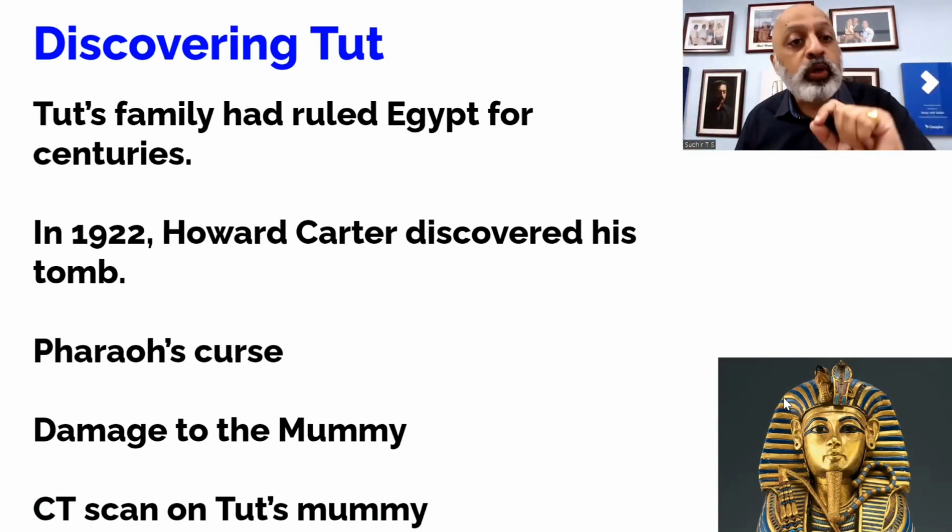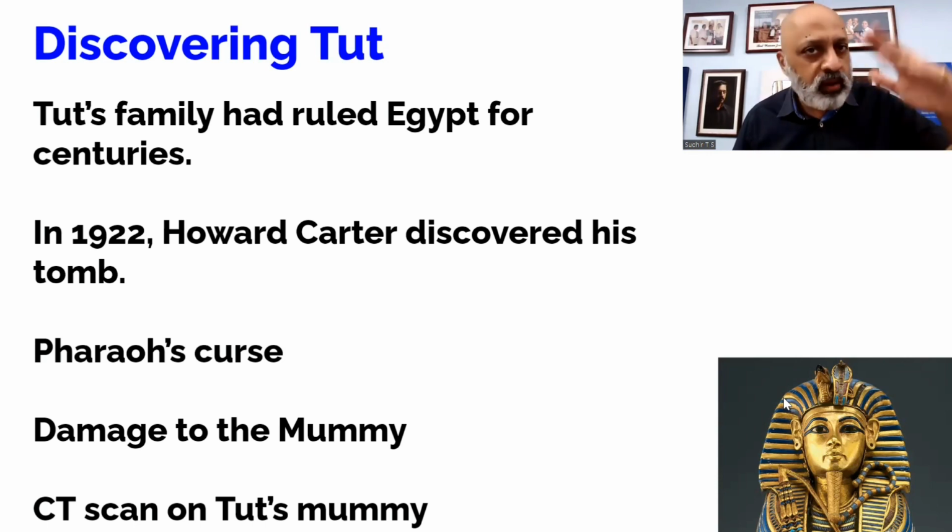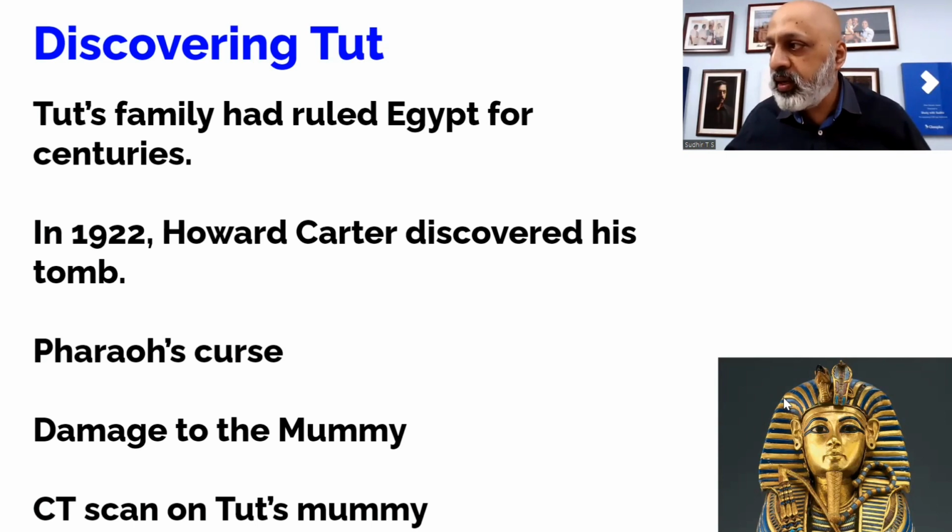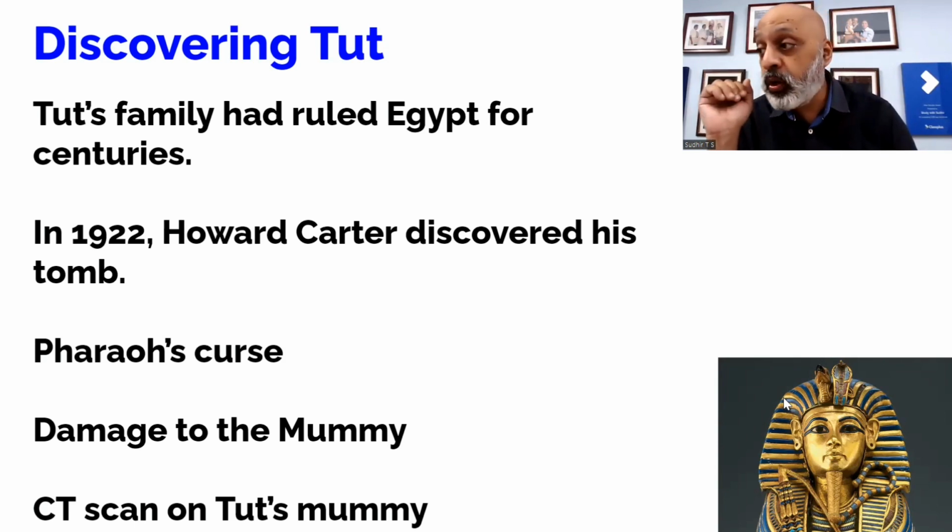Now, Tut's family had ruled Egypt for centuries. Unke dada, pardada, babs, everybody was one of the pharaohs of the 18th dynasty of ancient Egypt, and he was the 11th pharaoh. And as I said, he ruled for about 9 years and he died unexpectedly. So his tomb was discovered in 1922. Okay, so you're talking of exactly 100 years ago. His tomb was discovered and investigated in 1922 by a British archaeologist called Howard Carter.